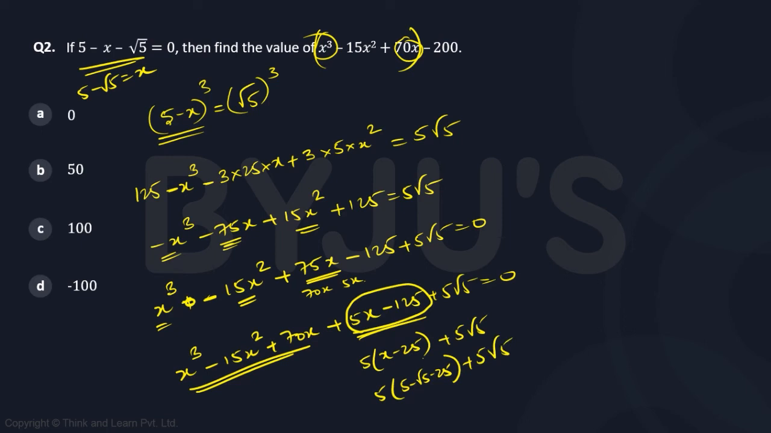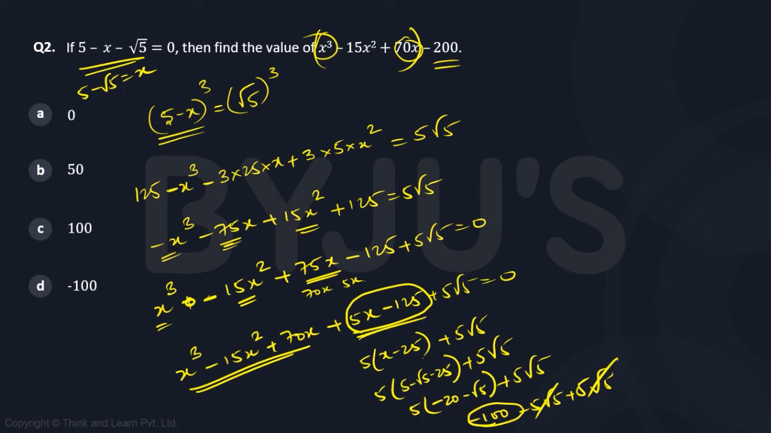So this becomes 5 into minus 20 minus root 5 plus 5 root 5. So this is minus 100 minus 5 root 5 plus 5 root 5. This gets cancelled, so you get minus 100. But I need minus 200.